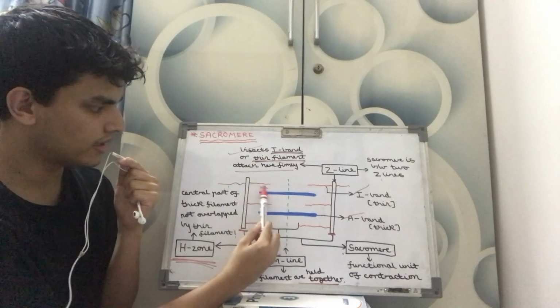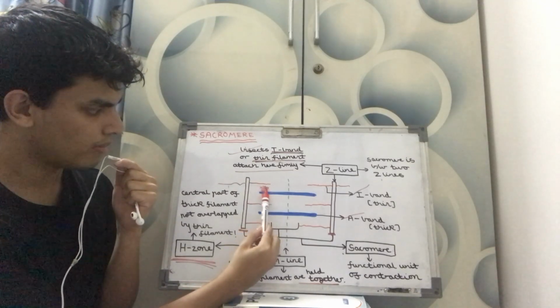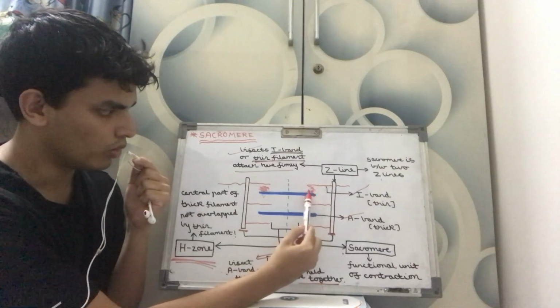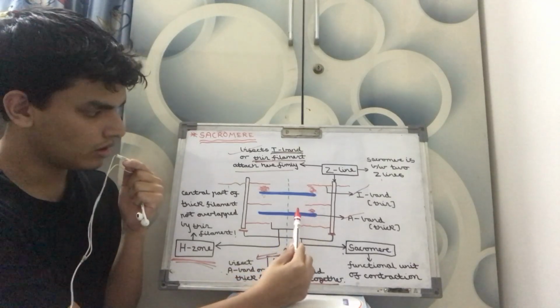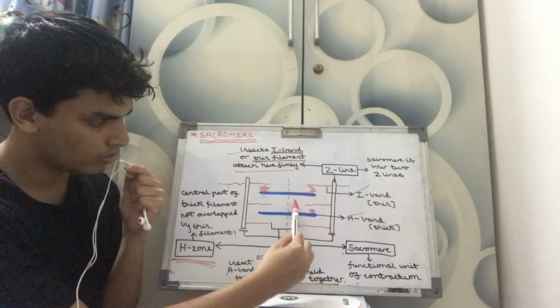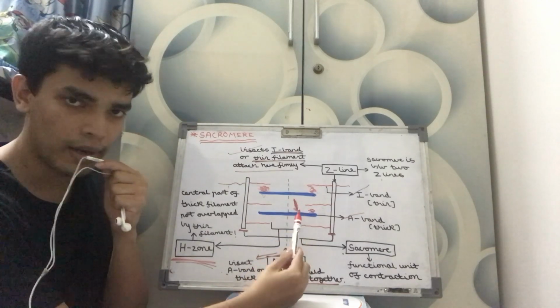You can see, right? This area belongs to both the I band and the A band. Here they are overlapping over each other, right? But here, is it overlapping? There is no I band right over here.